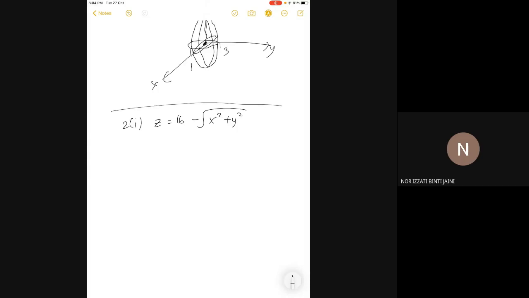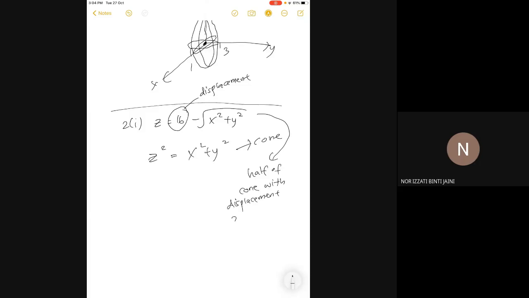Okay, so kalau awak buka kurungan, awak square kan, awak akan dapat, awak abaikan dulu 16 ni because 16 ni adalah displacement saja. Yes, you'll get z squared equals to x squared plus y squared, which is cone. So this will be half of cone with displacement z equals to 16. So sebenarnya dia jadi cone lah.